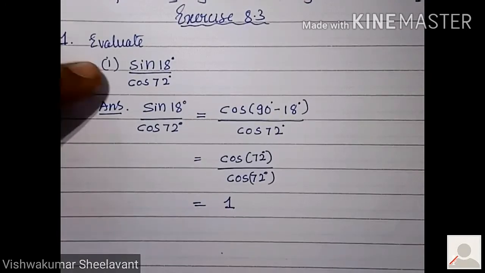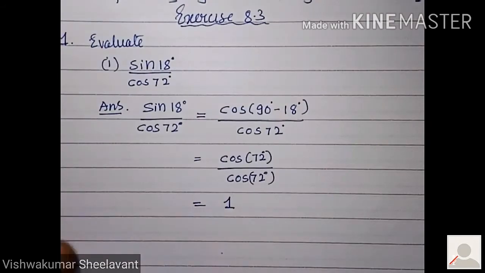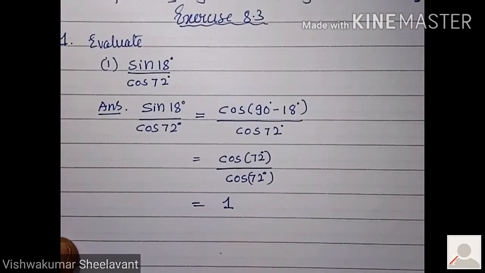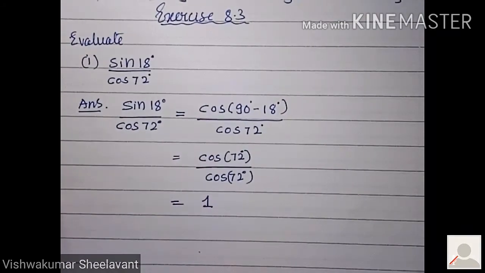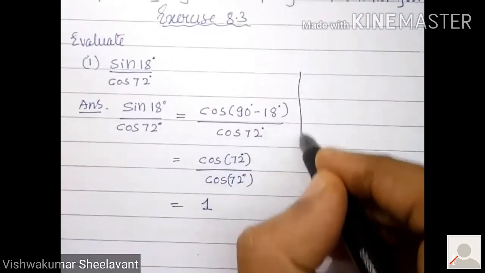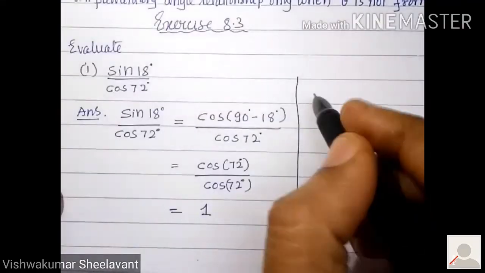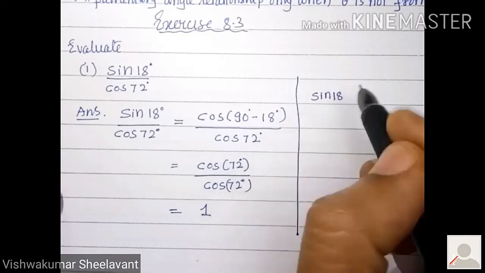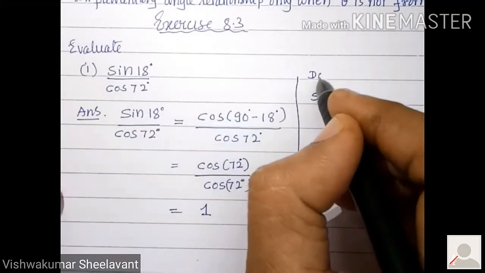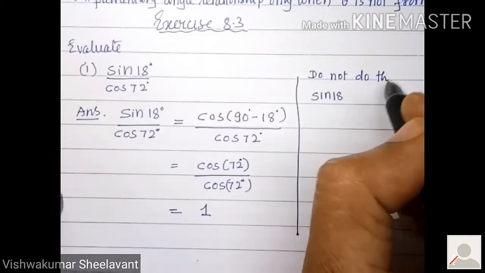If you apply the complementary angle relationship to both, what happens? Most of the students make that mistake also. You see here what happens. You won't get anything out of it. If you write like this, I'll write here. Do not do this.